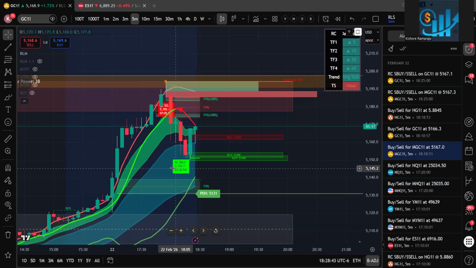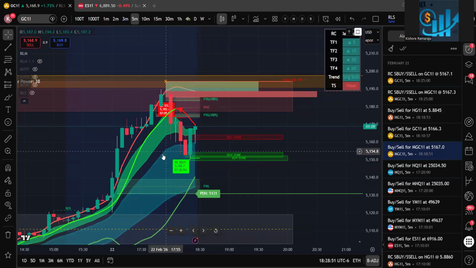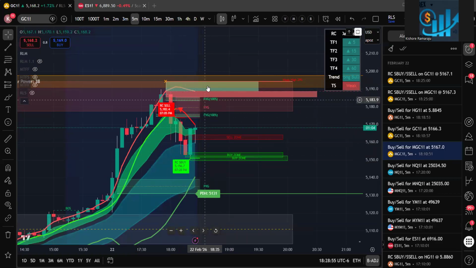Then you get a strong buy signal. It is bullish in minimum three time frames and then you get a buy signal. That's a very good opportunity for you to go long. So now you take a long on GC. Again, it may go all the way to 5182 or 5183. So we take a long.